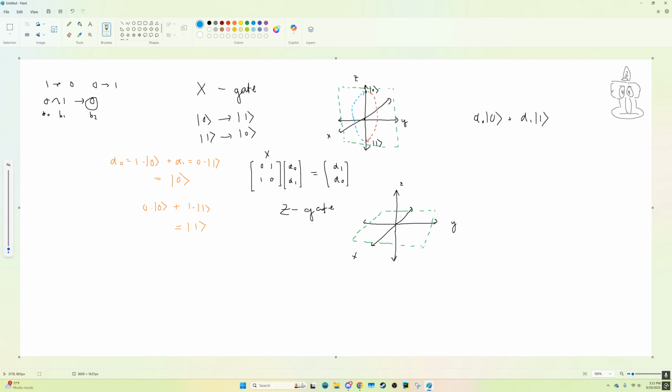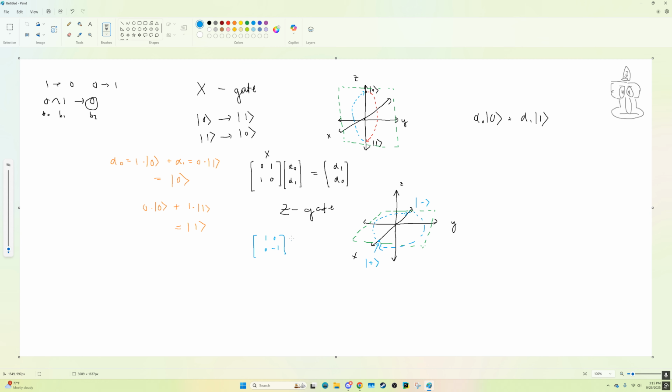So for a bit that starts in the plus position right here, this is a plus, it will rotate like this until this position, so it's a minus. And if it's a minus, it rotates pi degrees this way, so it becomes a plus. So that's the way to think about the Z gate. The matrix representation is 1, 0, 0, minus 1.